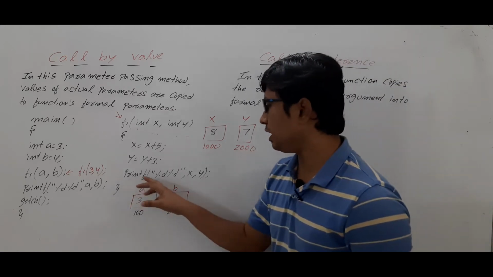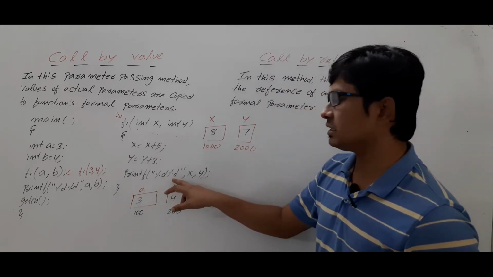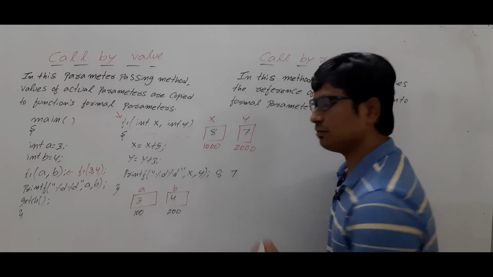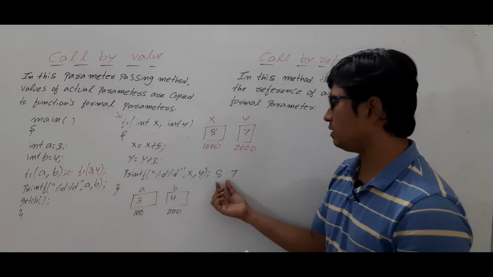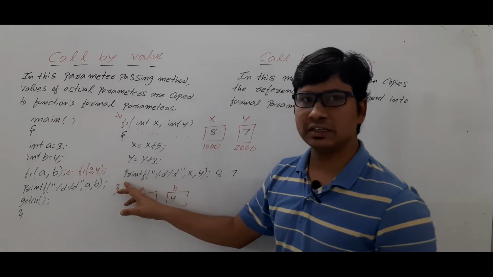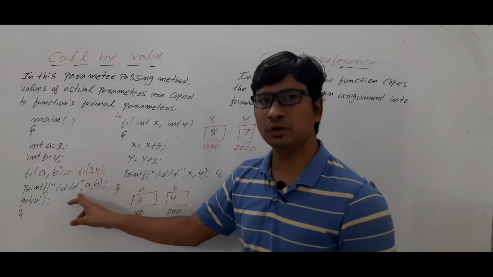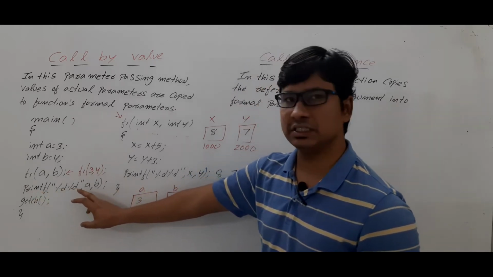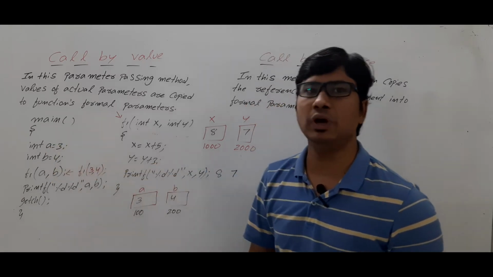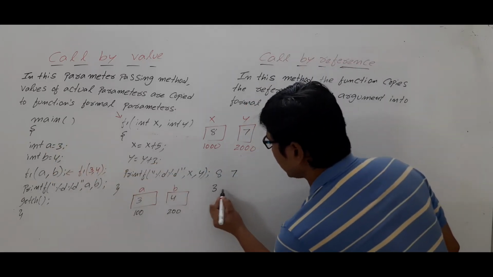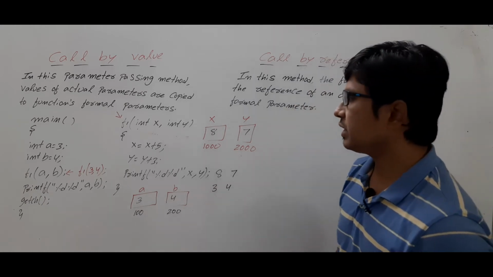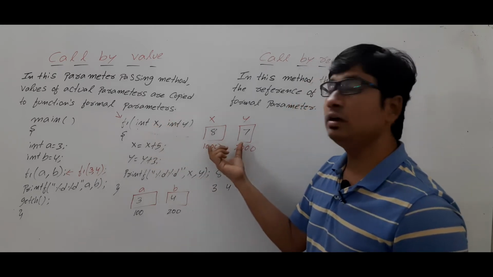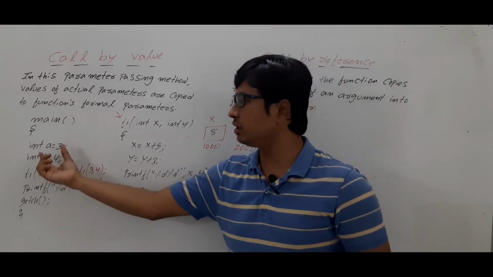Now you are printing the x and y value: printf percentage d, x and y value. What is the value of x? It is 8. What is the value of y? 7. So here the function will print the values as 8 and 7. Once the statements in the function call are completed, control will go to the main function. Now look at the statement: printf percentage d a comma b. So it is trying to print the a value and b value. So you will get the output as 3 and 4. So if you look at the changes we have done, those changes happened only on the formal parameters. They are not affected on the actual parameters.